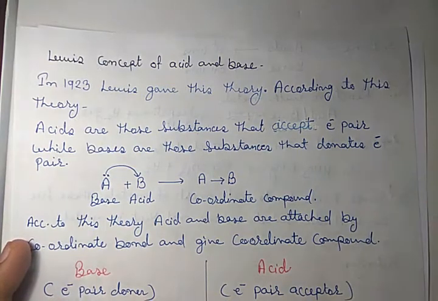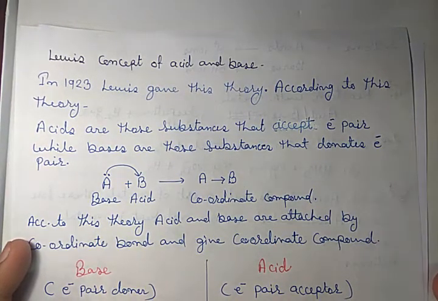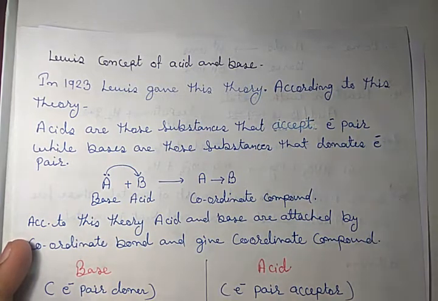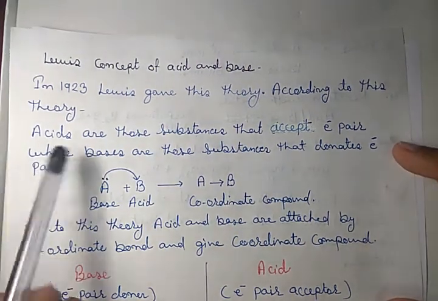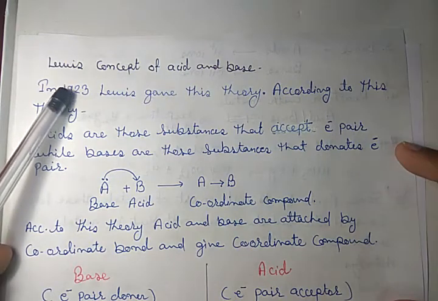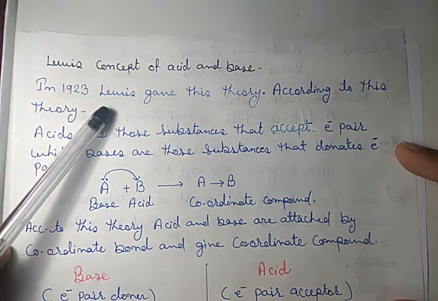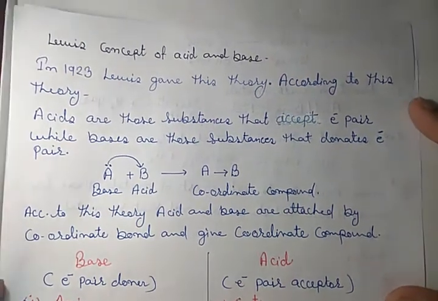In yesterday's class we discussed two theories related to the acid-base concept. That was Arrhenius theory and the second was Bronsted-Lowry theory. In today's class I am starting the third theory, which is very important for our exam, that is the Lewis concept of acid and base.